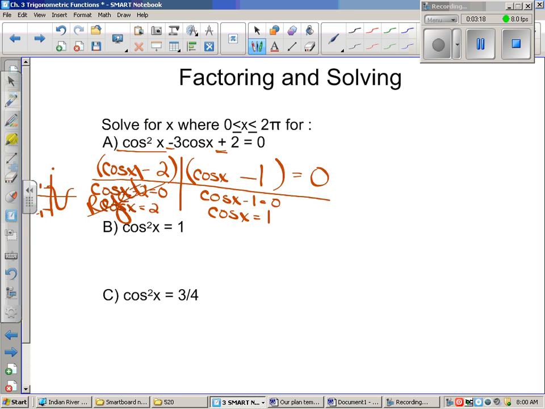Now let's look at this one. Cosine x equals 1. When does cosine equal 1? Well, look, coming back to this graph, you can see cosine of x equals 1, not just one time, but actually 2 times.